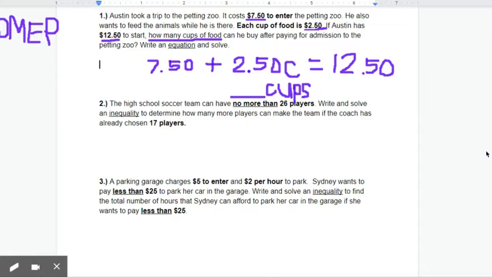Number 2, the high school soccer team can have no more than 26 players. Write and solve an inequality to determine how many more players can make the team if the coach has already chosen 17 players.